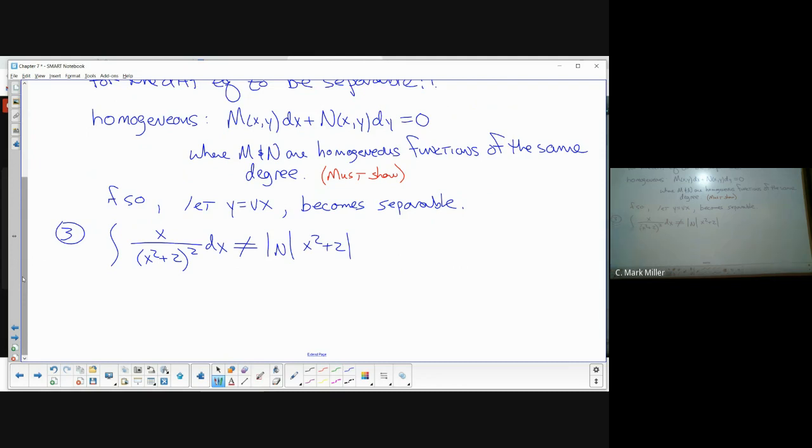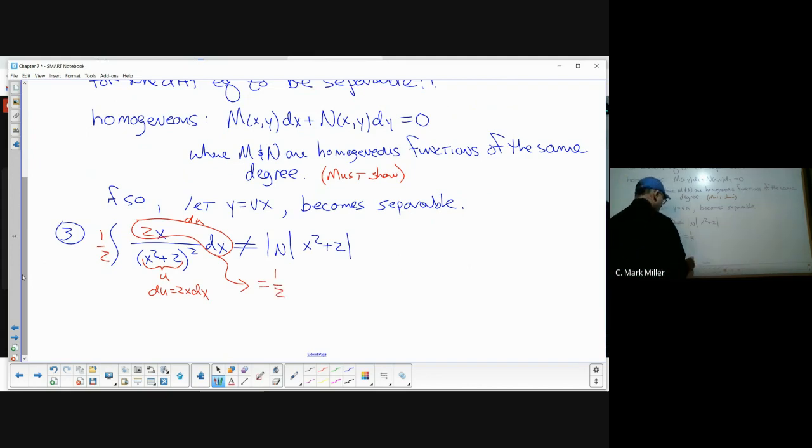What would you do in this case? You would let this be u, right? Then du is what? So you put a 2 there, 1/2 there, and that would give you du. Okay. And so this would be 1/2 integral u to the minus 2 du. And I'm not doing one exactly like it's on the test, but I'm doing one that's close. So how do you integrate that?